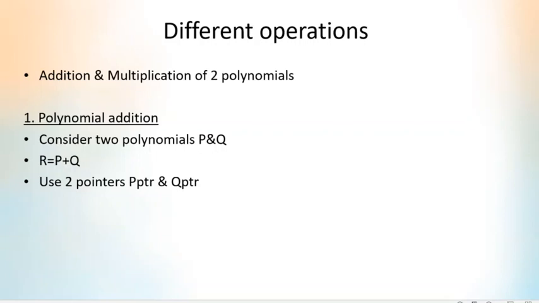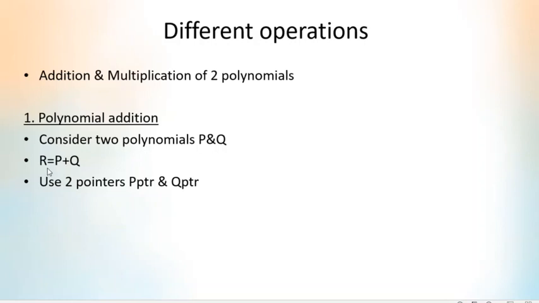Now we have to discuss two operations in polynomials, addition and multiplication of two polynomials. So first one is polynomial addition. Consider two polynomials p and q, and we have to add those polynomials. P plus q should be the output. So r is equal to p plus q.